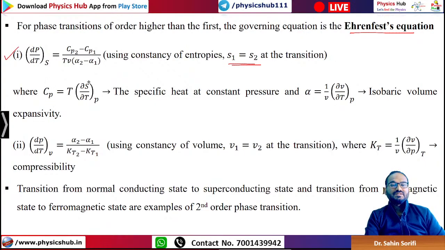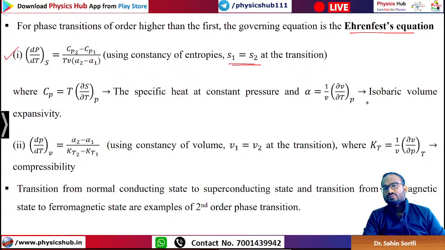Cp, what is Cp? T times del S by del T at constant pressure. We specify it at constant pressure. T dS is equal to dq. You have already talked about it. Alpha is equal to 1 by V del V by del T at constant P. This is isobaric. P means pressure, constant pressure.